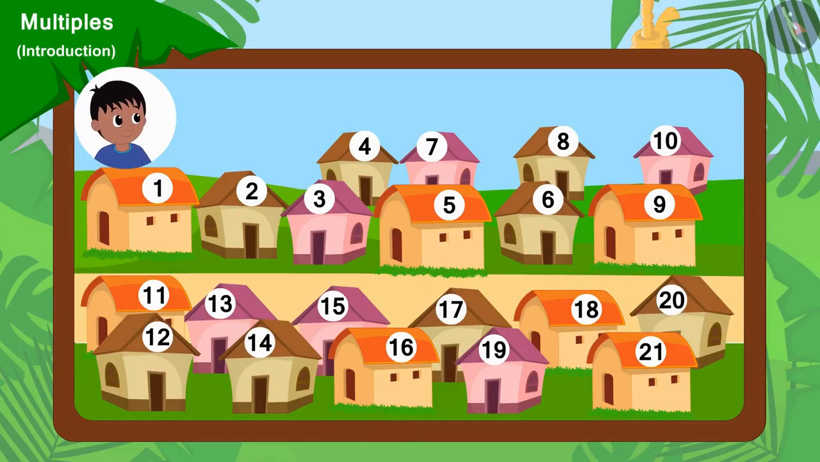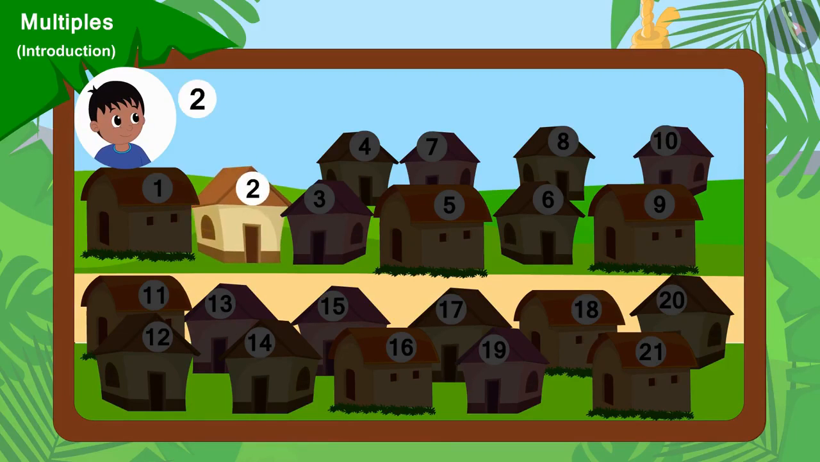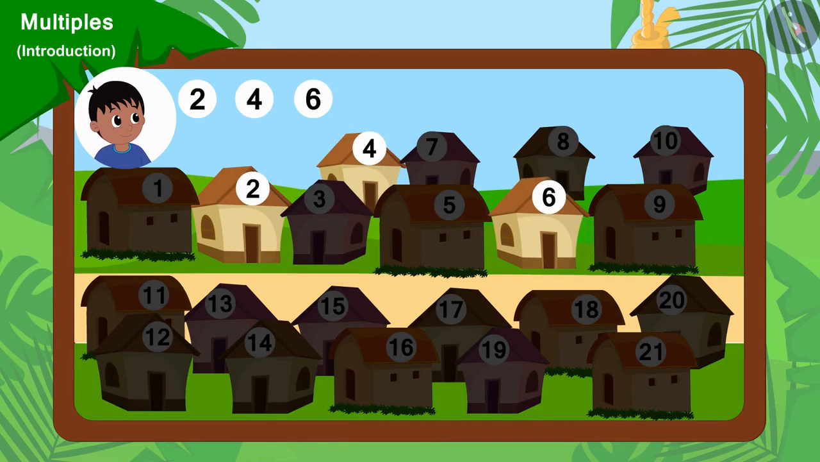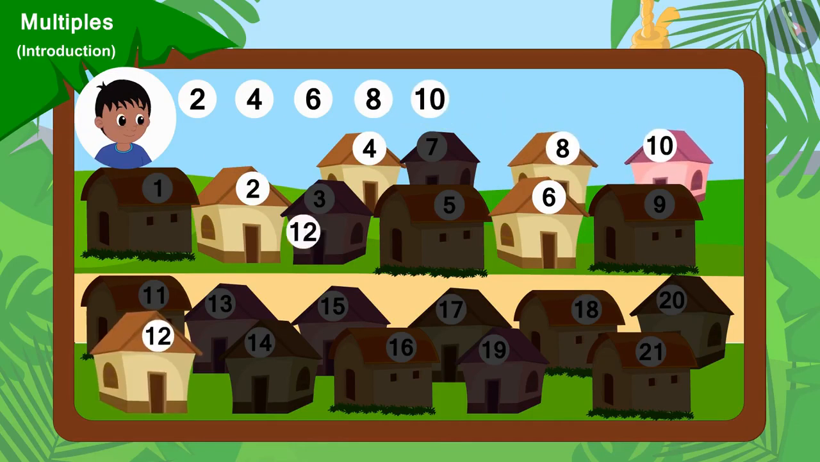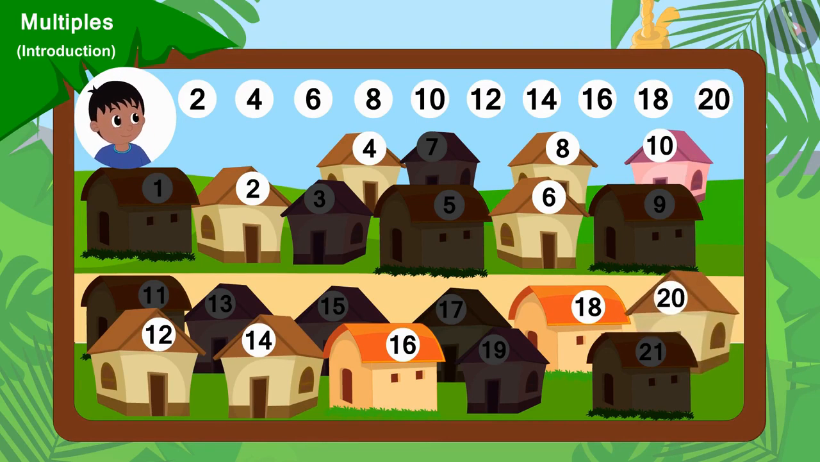Because there are 21 houses in the village, can you tell which houses will Raju go to collect donations from? If you wish to, you may pause the video and find the answer. Well done, children! You have found the correct answer. Raju will go to collect donations from house numbers 2, 4, 6, 8, 10, 12, 14, 16, 18 and 20.